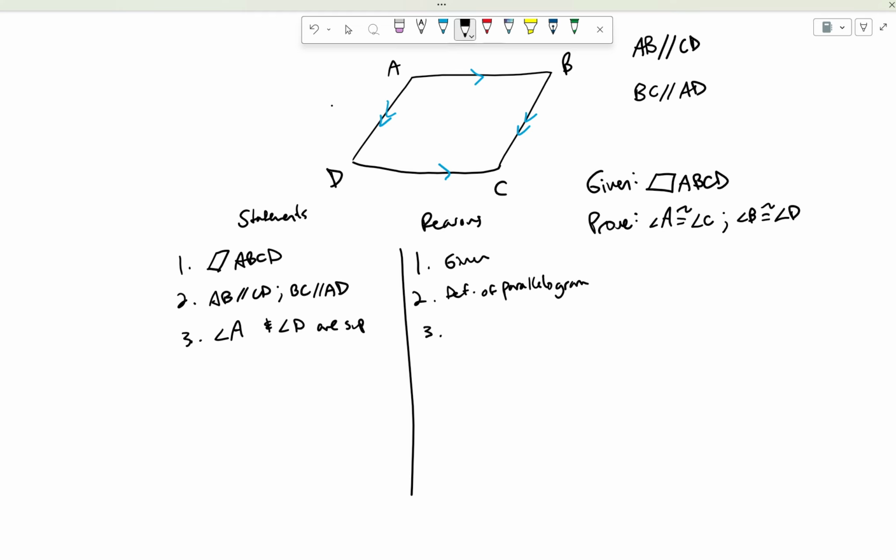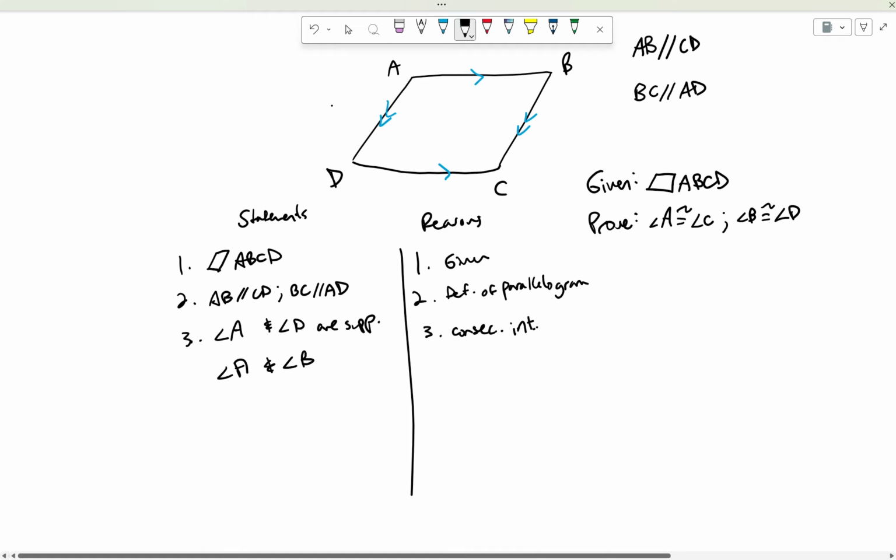Are supplementary. And it's because, remember, we have parallel AB and CD, and it's cut by that transversal AD, right? So these are consecutive interior angles. Let me show you guys what I'm doing here, okay? So A is supplementary to D. Angle A also is supplementary to angle B. And moreover, angle D is supplementary to angle C. All for the same reasons. These are all consecutive interior angles.